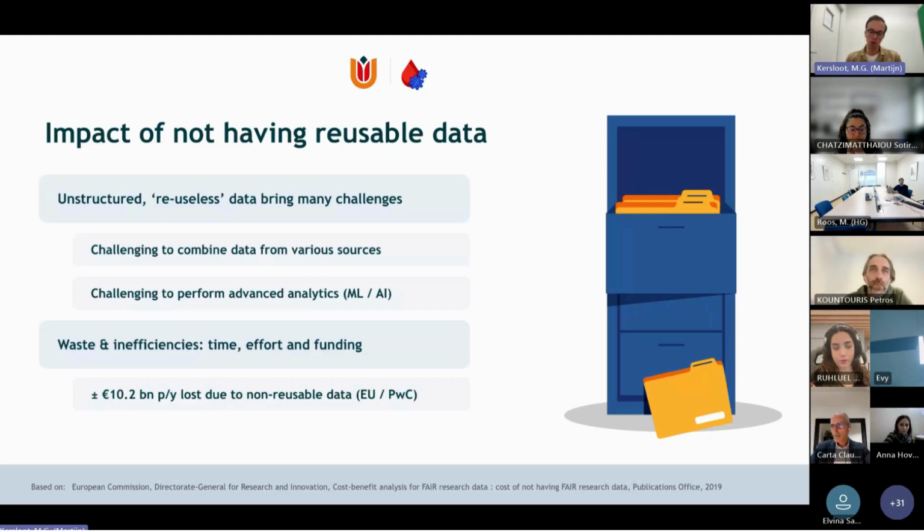And there's also quite a big financial aspect to not having reusable data. So 5 years ago, the European Commission asked PwC, a consulting company, to calculate how much money is wasted every year on data not being reusable. And they estimated that at 10 billion euros per year, because we spend time, effort, and funding on lots of research, and after the research projects, the data and the results often end up on the shelf. So if we could reuse the data, that would, of course, be really beneficial.